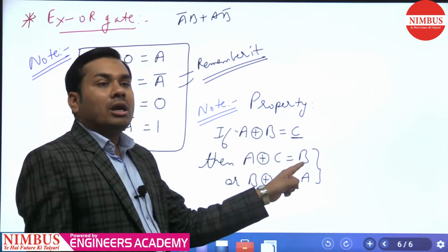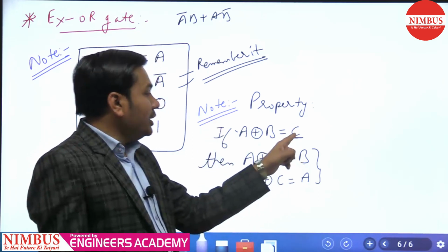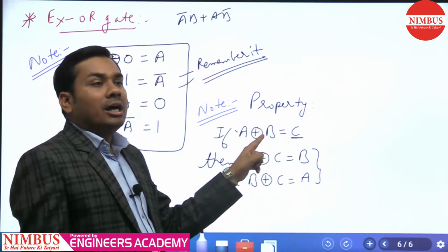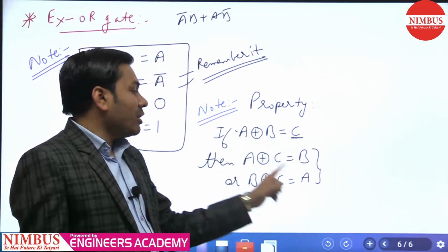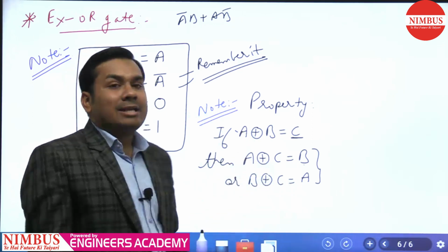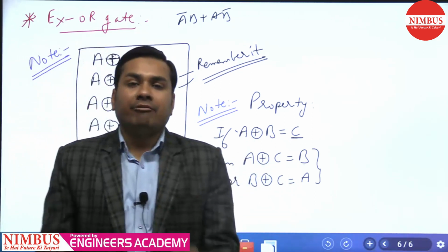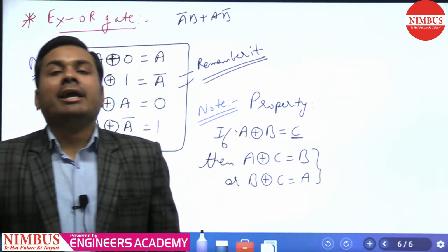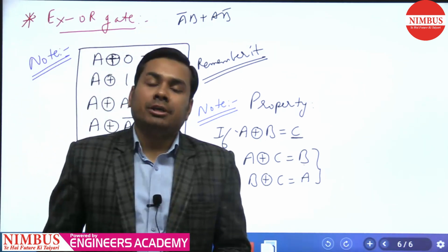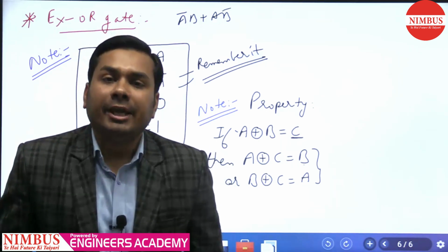So that is our output. If we perform the XOR operation of C with B, then the remaining input is A, so our output will be A. That is the property of XOR: if A XOR B is equal to C, then if we perform A XOR C, our output will be B. If we perform B XOR C, then our output will be A, right?